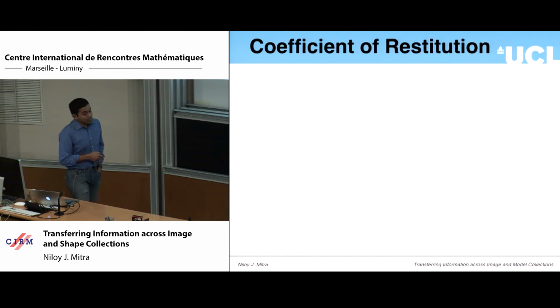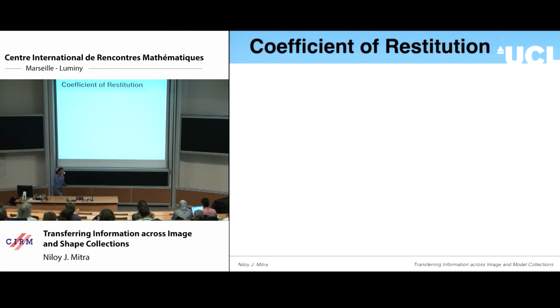Okay, let's move ahead. The coefficient of restitution is quite simple, which means if you drop an object, how much it bounces back.